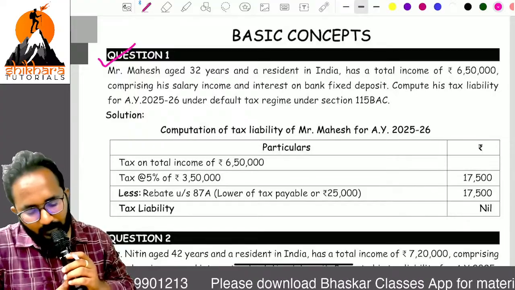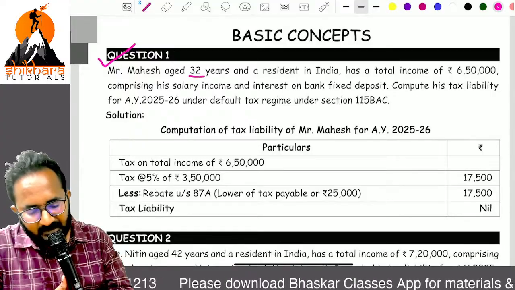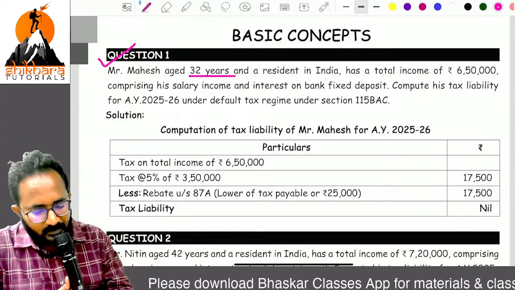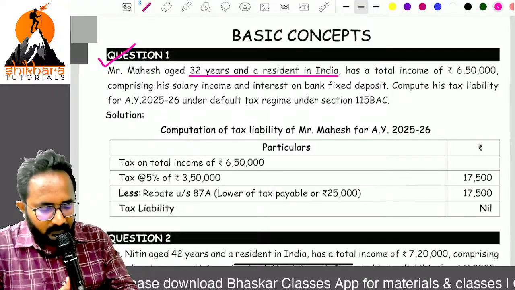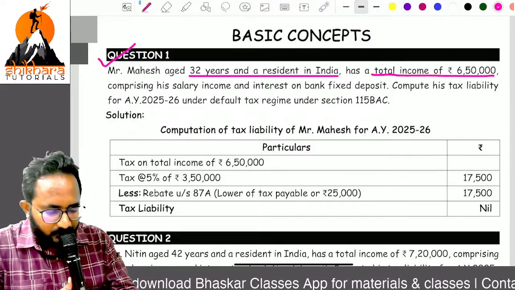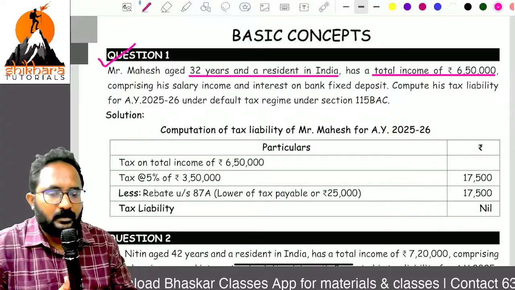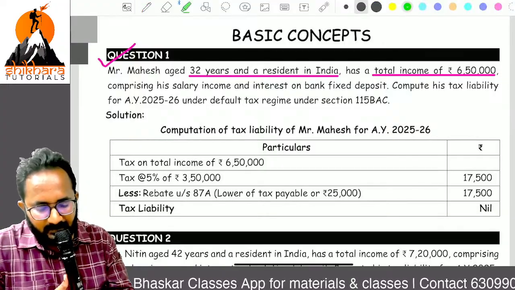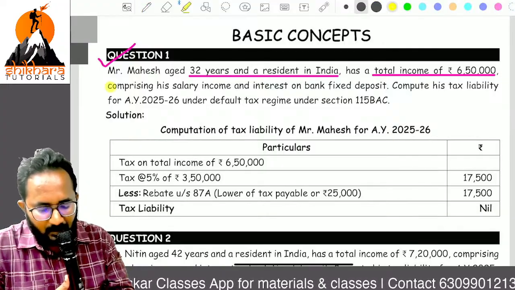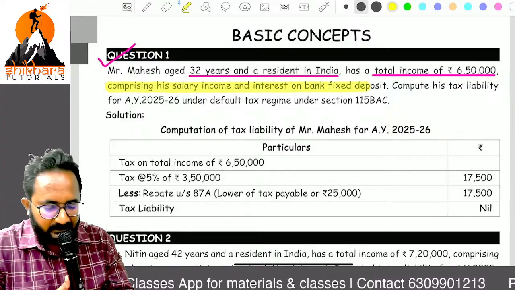So read it out, ma. Mr. Mahesh, 32 years of age, he is a resident of India. His total income is 6,50,000. Sir, they have given one line. What is the importance of this line? You have to remember. Comprising salary income and interest on what, ma?